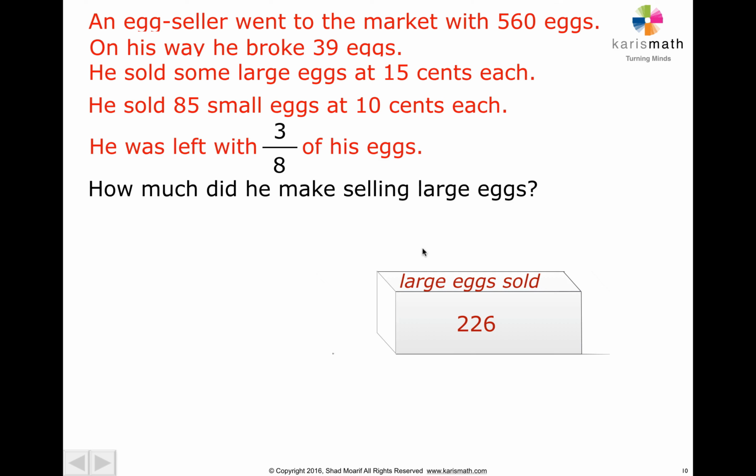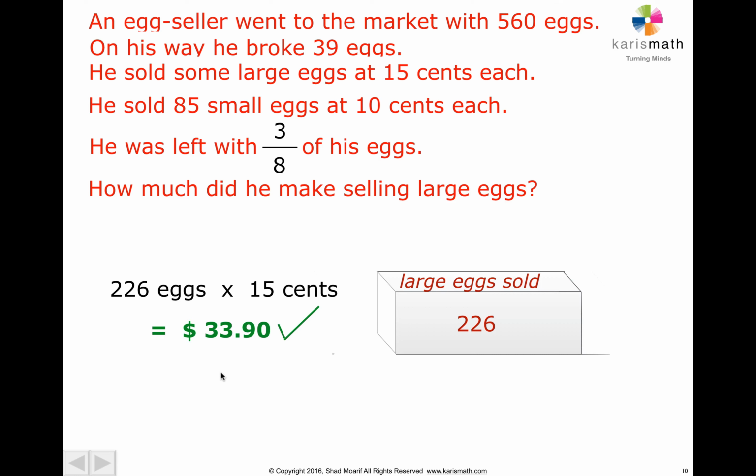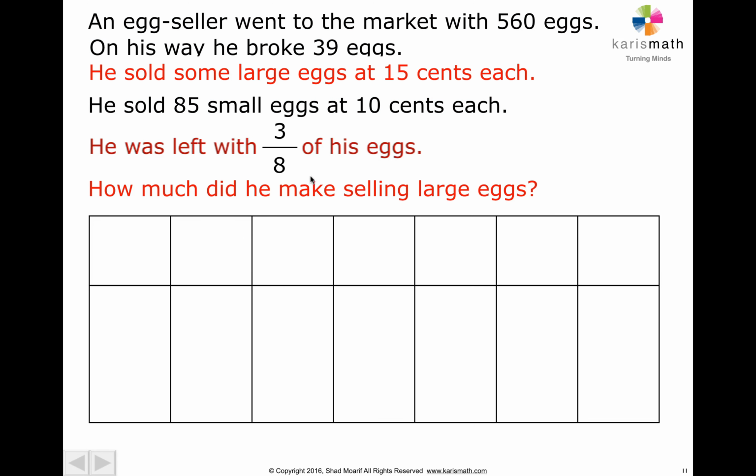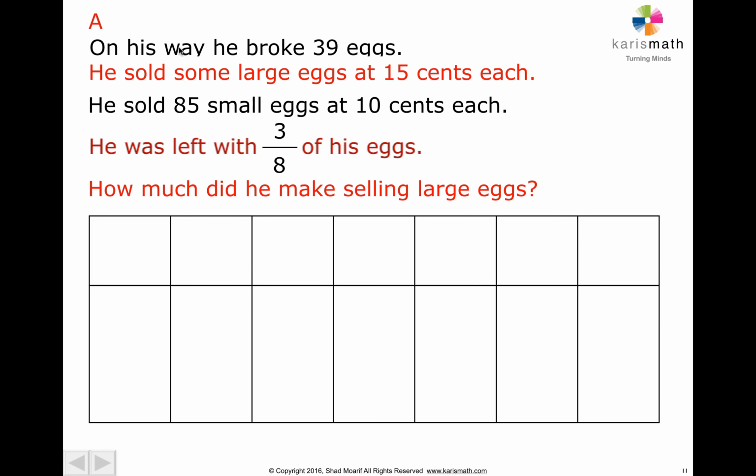So now 15 cents for each. So 226 multiplied by 15 cents. And we get that many cents, which is actually $33.90. That's how much he made selling large eggs. Isn't that kind of fun to do? We can do it without drawing, really. We can just make it with a grid. So let's start with this one.